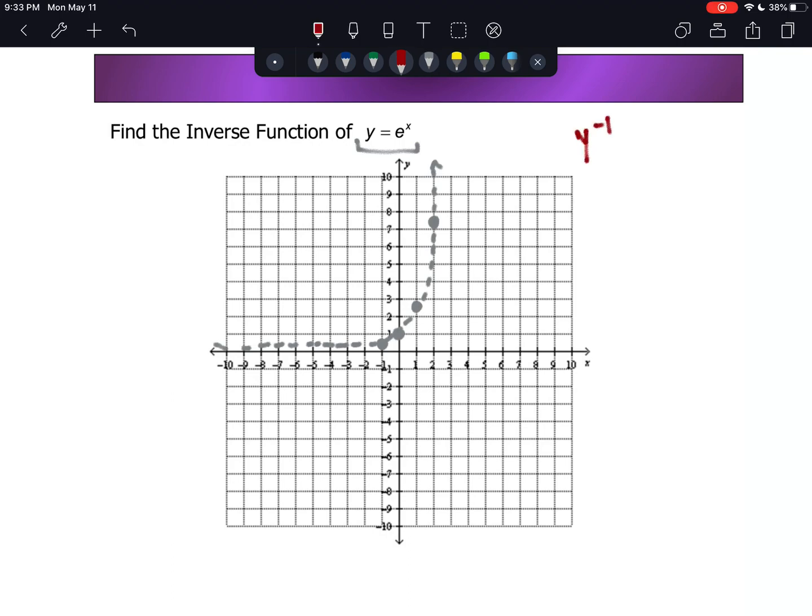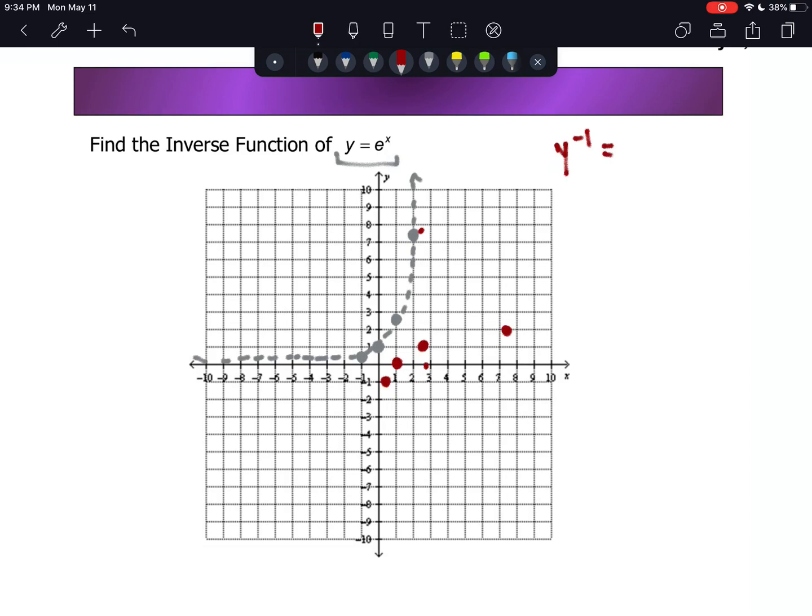Our inverse is going to reverse the inputs and outputs. So if I put a 0 in and get a 1 out, (1, 0). If I put a 1 in and I get 2.7 out, then (2.7, 1). And if I put a 2 in and get 7.4 out, then (7.4, 2) is my output.